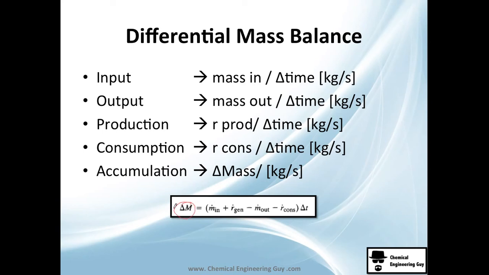The change in mass of the whole system is going to be the mass in the inlet, the mass being generated or the production, the mass going out, of course negative, minus the consumption. We get this and we multiply by time because we know these are rates, so this is mass divided by time. If we multiply by time, we get mass, which is actually what we want, the change in mass.